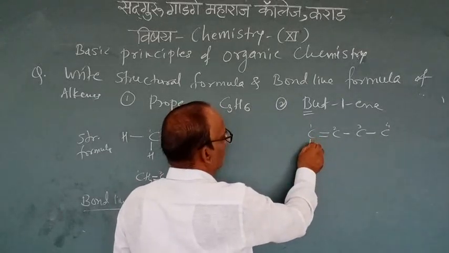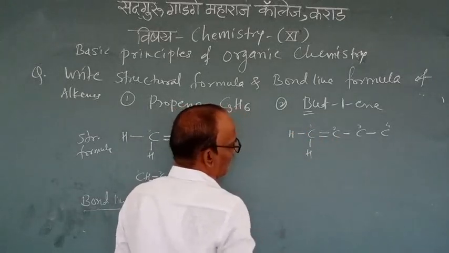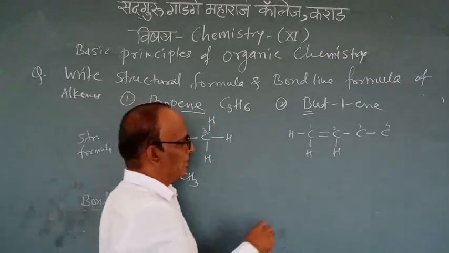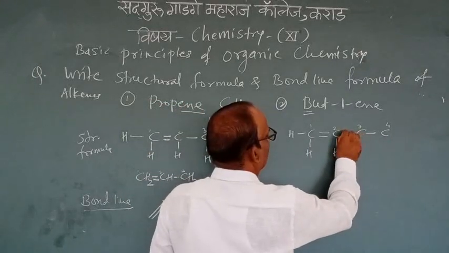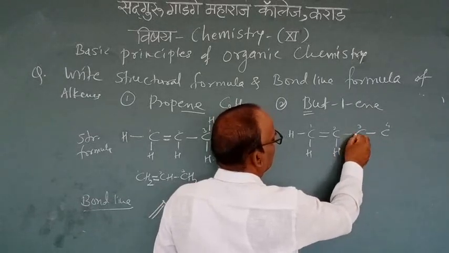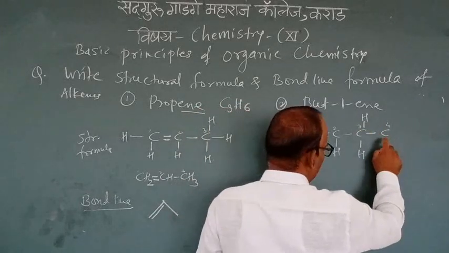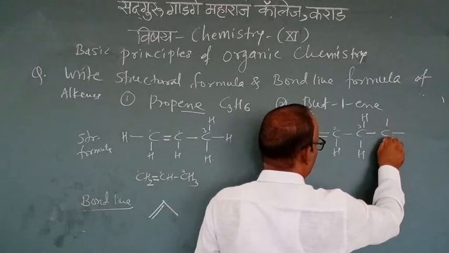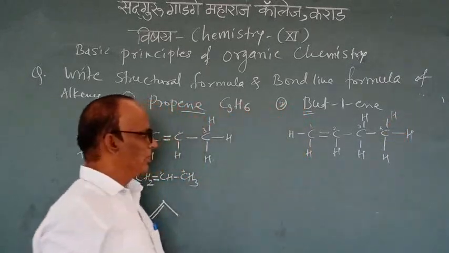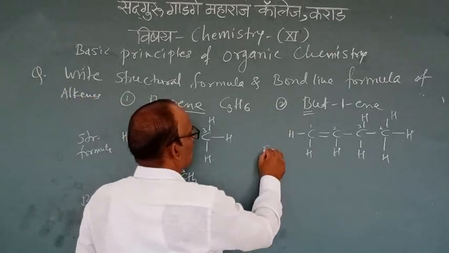Here 2 bonds. Therefore only 2 hydrogen atoms are attached to the first carbon. The second carbon has 3 bonds, so only 1 hydrogen atom is attached to the second carbon. Here carbon number 3 has 2 bonds, this one and this one. So here 2 bonds with hydrogen atoms. The last carbon has only 1 bond. Therefore 3 hydrogen atoms are attached to this carbon atom, that is carbon number 4. So this is the structural formula for but-1-ene.